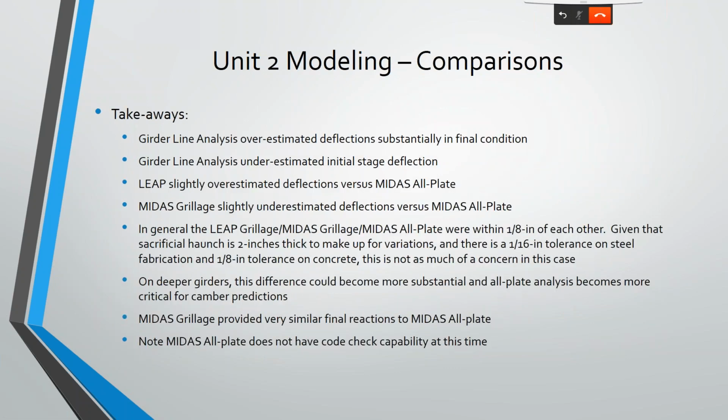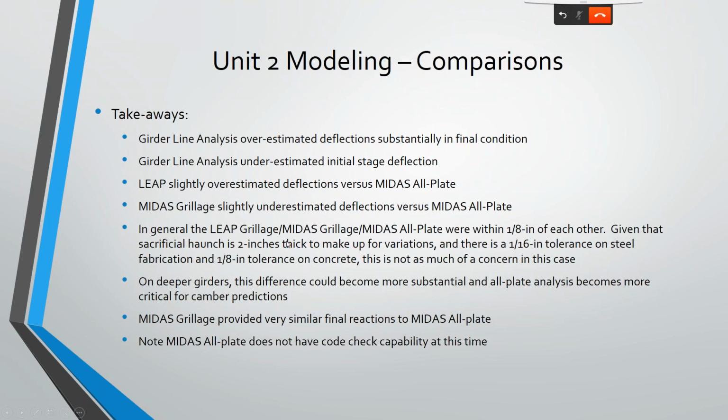So takeaways of this: the girder line analysis overestimated deflections substantially in the final condition. Again, substantially, I'm just saying as a percent increase, not necessarily an overall amount of inches increase. The girder line analysis underestimated the initial stage. The LEAP slightly overestimated deflections versus the all plate. Midas grillage underestimated versus the all plate, again, slightly. It's very important there.